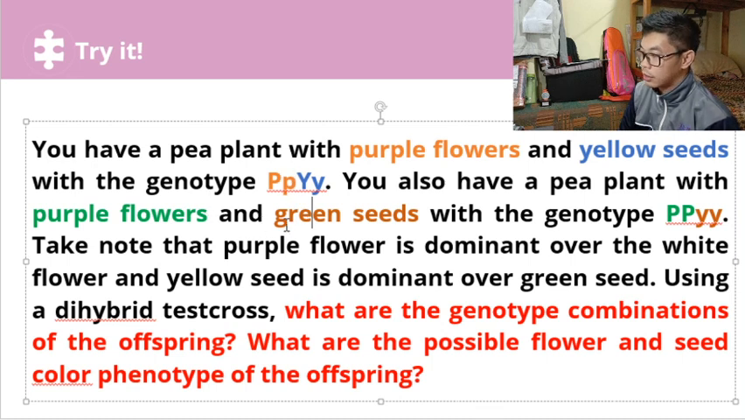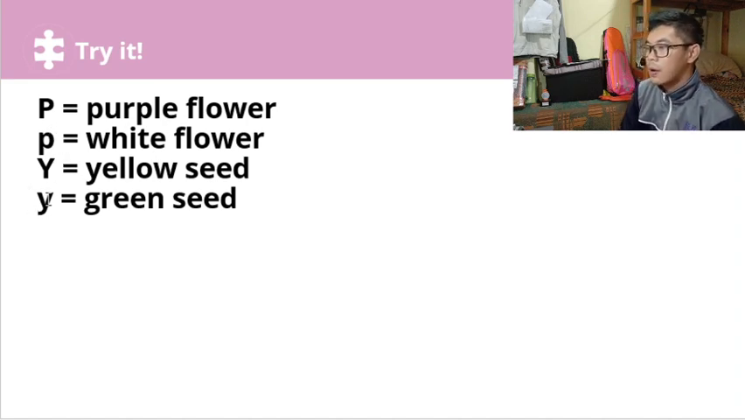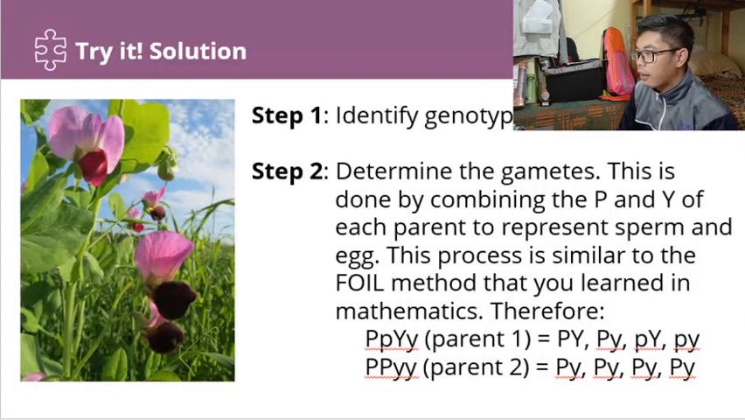So nalaman na natin yung parent. Yun yung first natin gagawin. But before going there, alam natin na ito yung ginamit or inassign na mga letters. So, capital P is purple, small p is white, capital Y is yellow, and so on. So, punta tayo sa steps na ginawa ni Kuiper. Try natin kung maintindihan ba natin. If not, I'm going to make one.